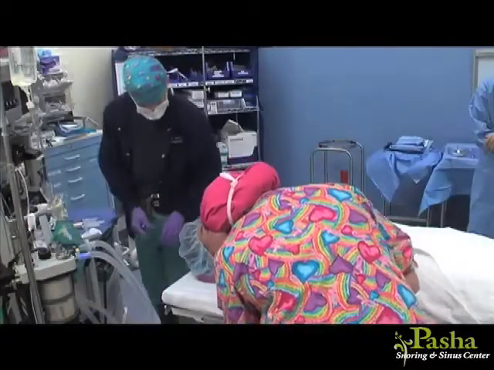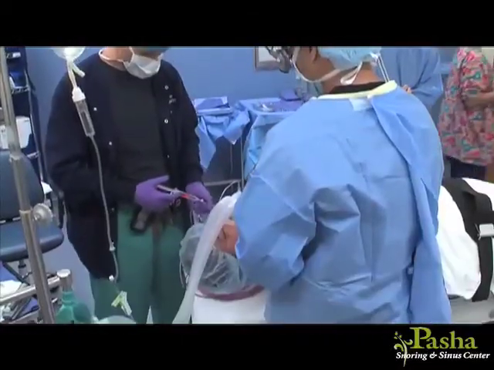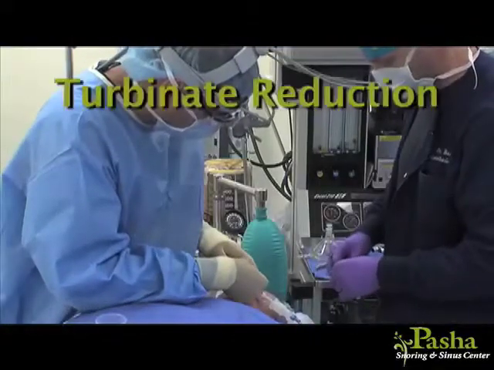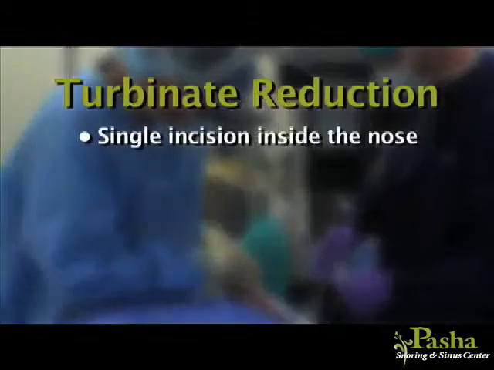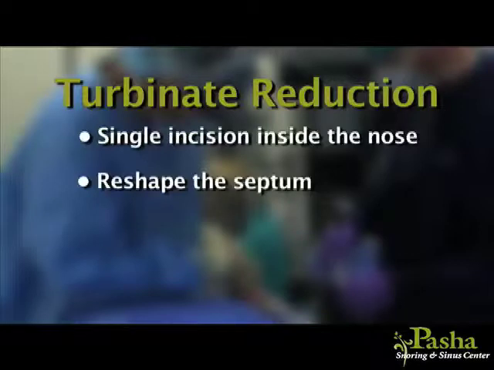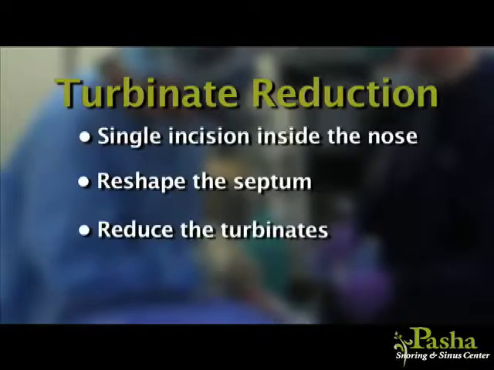Both techniques begin after you are given a general anesthesia. Once you're asleep, a single incision is made inside the nose to access the cartilage of the septum. This incision is not visible. The septum is then straightened by reshaping the cartilage. The turbinates are reduced by removing a small bone from the inside of the turbinate. This allows the turbinate to collapse without destroying the outer mucosal layer of the turbinate, which participates in keeping the nose moist and directing airflow.